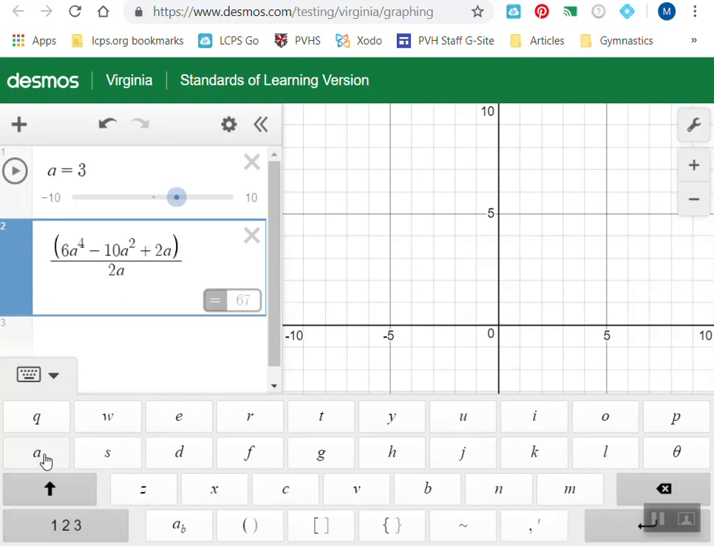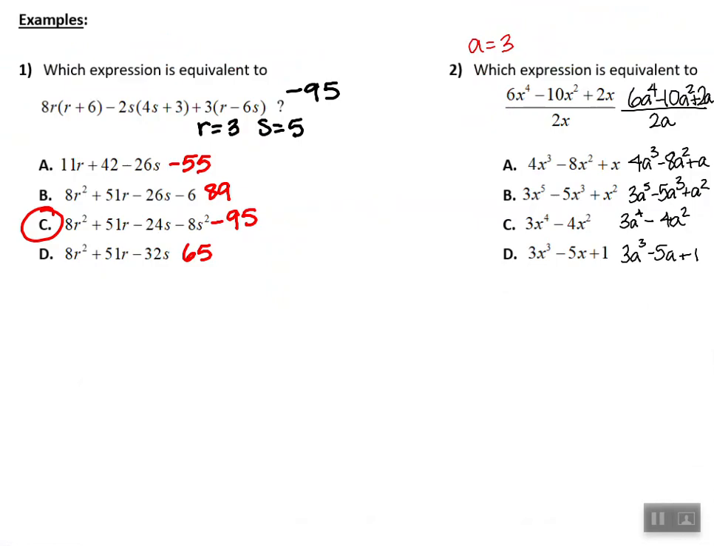If I do not put the parentheses, I'm going to have an issue when I try to divide by 2a. You will either have to highlight everything and then click divide, or it's only going to divide 2a by 2a, which is going to mess up your answer. So we get 67. So I'm going to write that down.